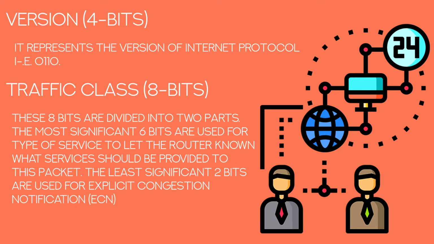The first thing it contains is version, which is a 4-bit digit, and it represents the version of internet protocol it uses for packet transfer, which could be like 0110 or something like that. The next thing that the IPv6 packet header has is traffic class, which is an 8-bit digit, and it's divided into two parts. The most significant 6 bits are used for type of service to let the router know what services should be provided to this packet. And the least significant 2 bits are used for explicit congestion notification.